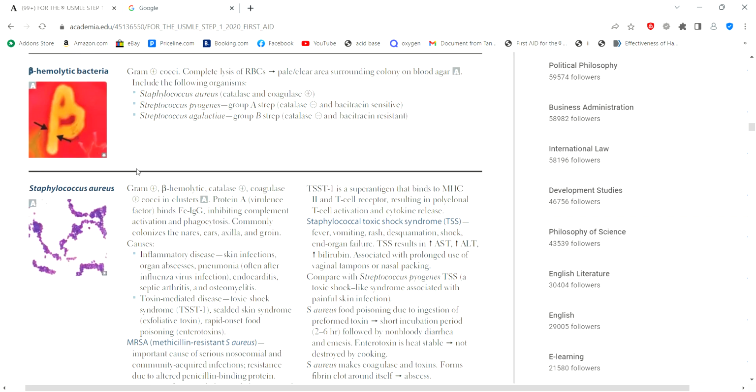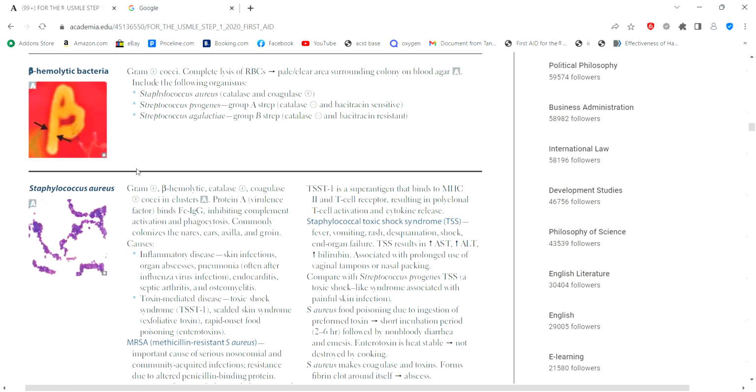So beta hemolytic bacteria affects the gram-positive cocci. We have complete lysis of RBCs, so there will be a pale and clear area surrounding the colony on blood agar. Include the following organisms. We have Staphylococcus aureus, which, remember, is always going to be catalase and coagulase positive. Now we have Streptococcus pyogenes. Remember, strep is always going to be catalase negative.